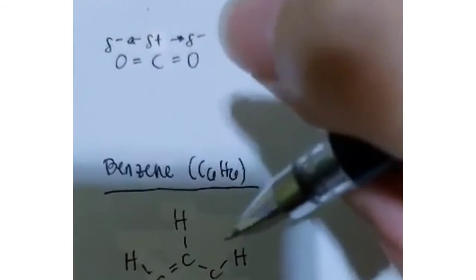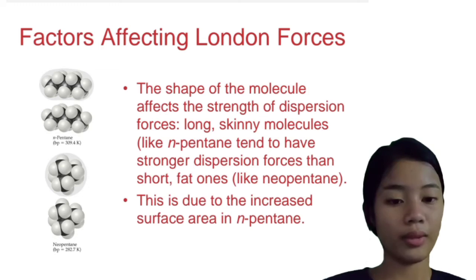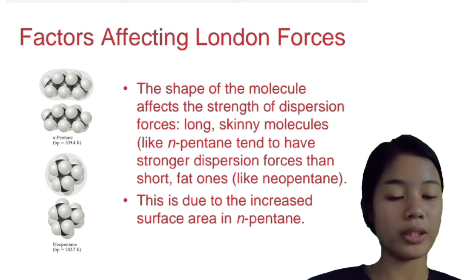And the third one is benzene, or C6H6. It only contains C-H and C-C bonds. Since carbon is slightly more electronegative than H, a C-H bond is very slightly polar and has a very small dipole moment. Overall, it has no dipole moment. Hence, benzene is non-polar. Factors affecting London forces.